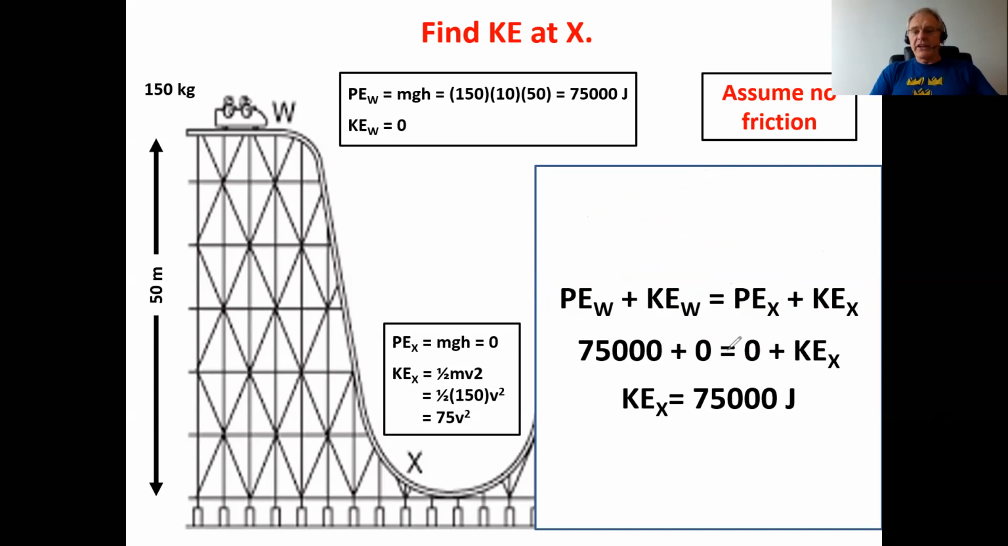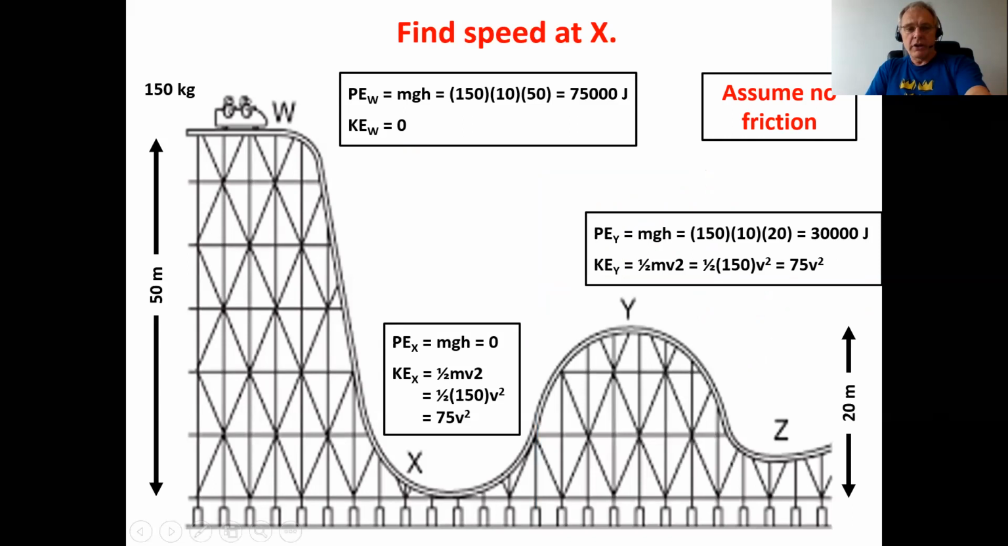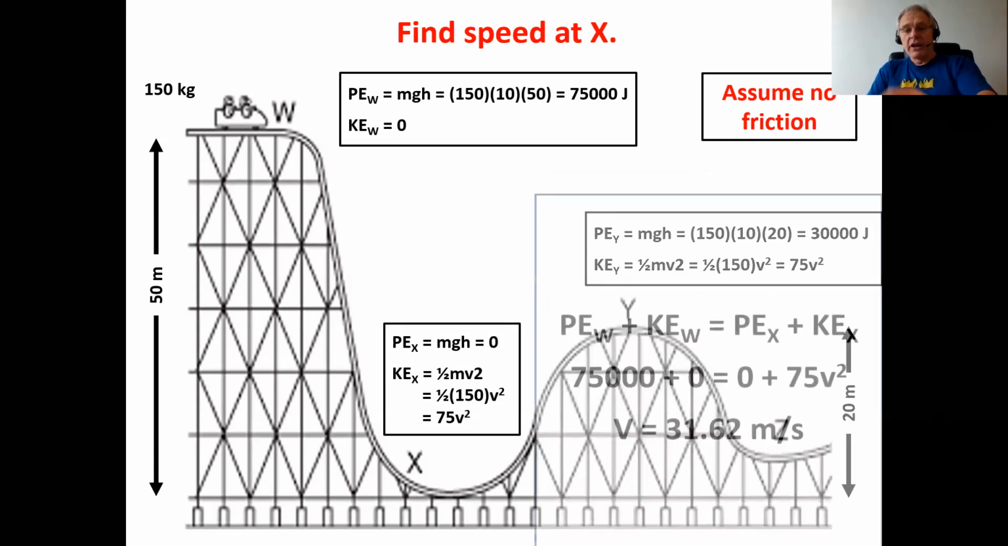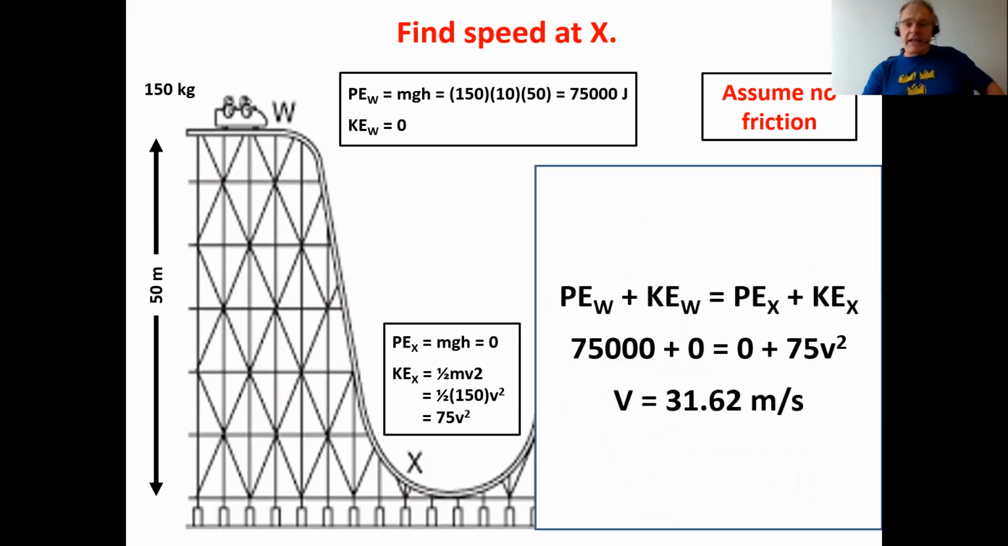But in this case, 75,000 is equal to kinetic energy. So we know the kinetic energy is 75,000 joules. We can go on to the next problem, find the speed at x. We're still using the same 2 points, but for this problem we're trying to find the speed. Instead of leaving it as KE, we would now write it as 75, which is 1/2 m, so 1/2 m v squared, and now we solve for v. The velocity is then 31.62 meters per second.